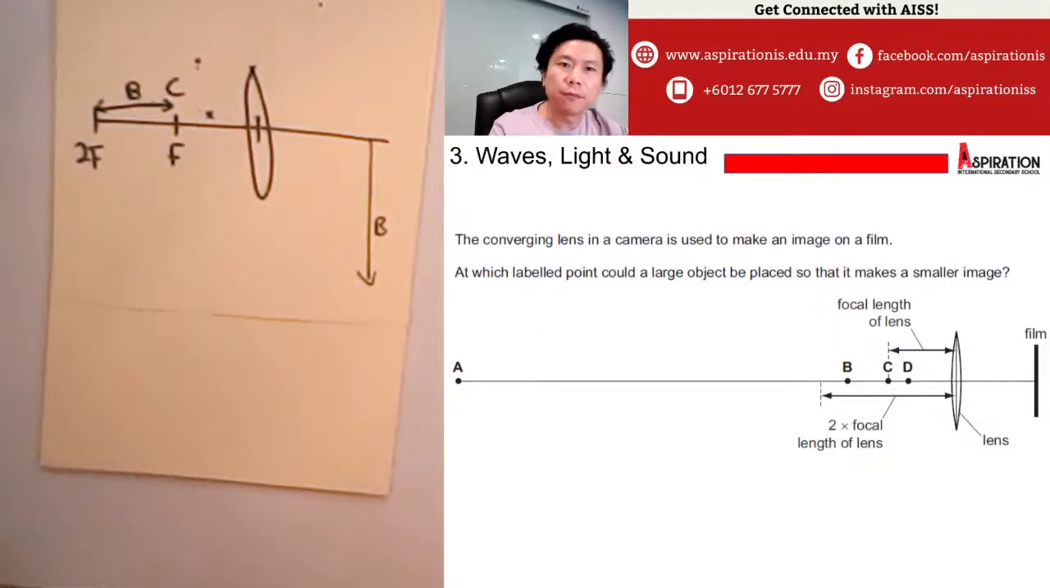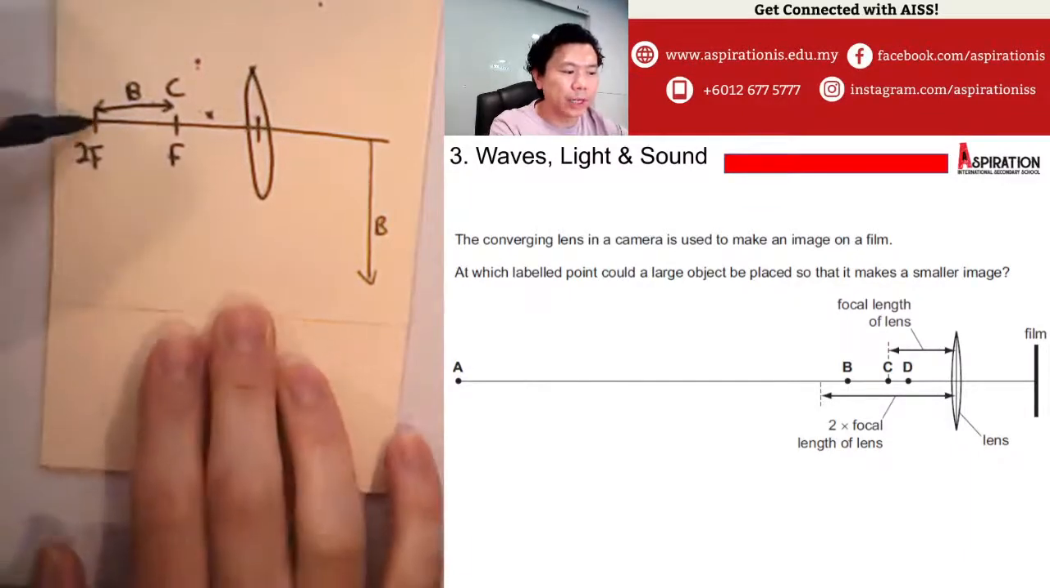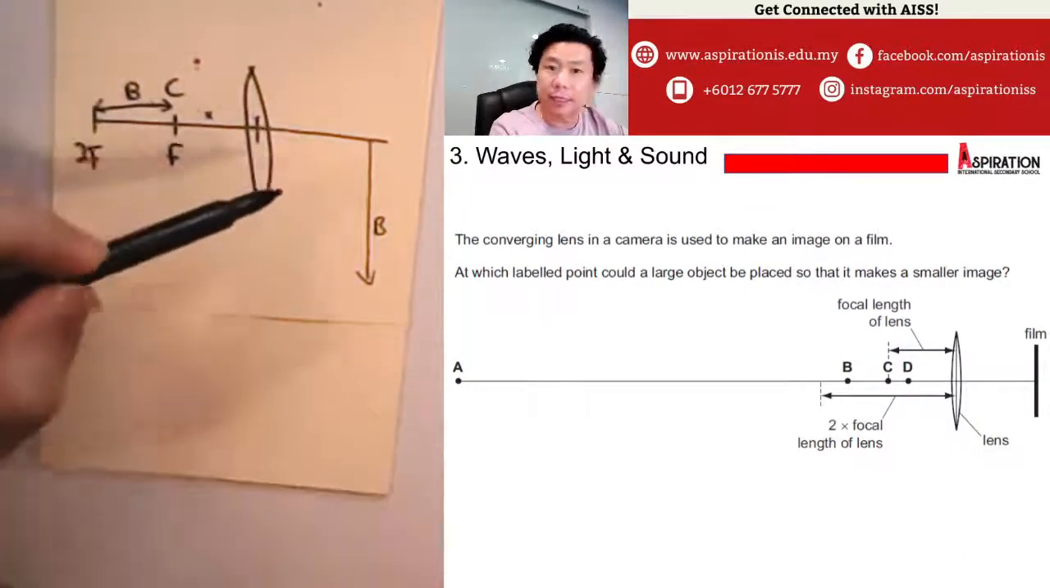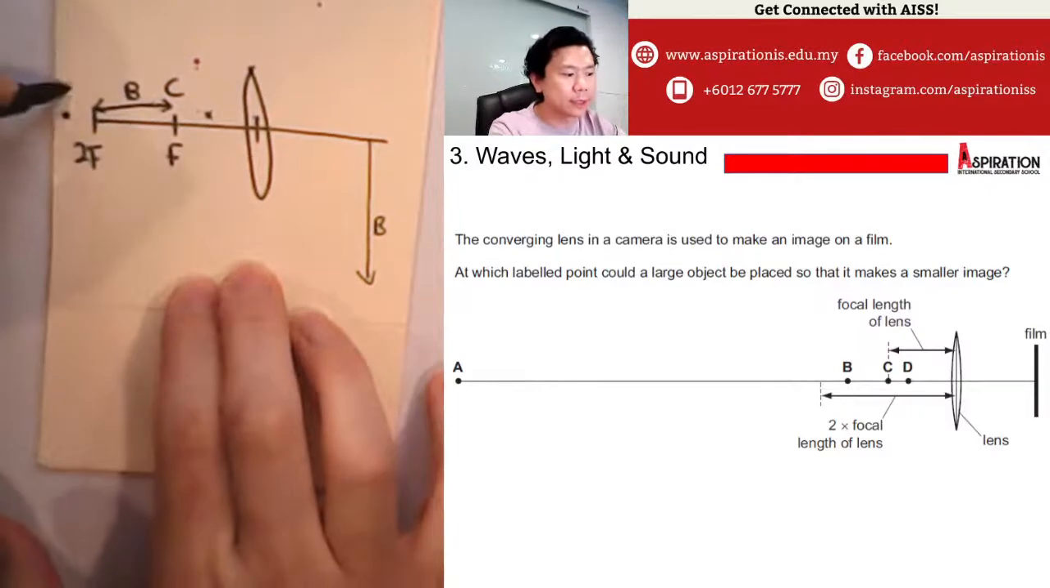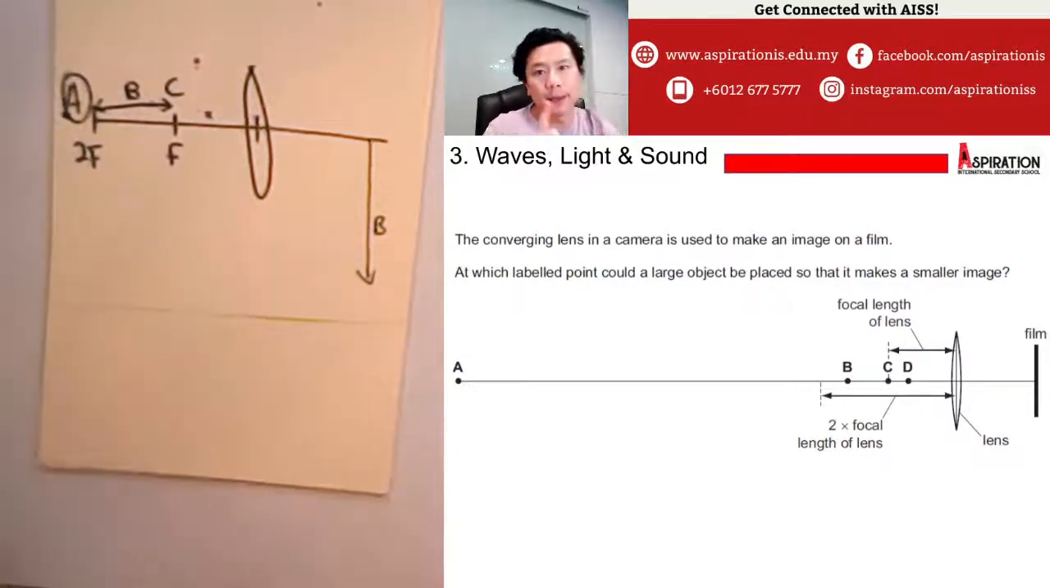If you put your object at 2f, you're going to get the exact same size at the exact same distance away from the lens. So if you want a smaller image, you would need to put your object further than 2f. Anywhere further than 2f, you will get a smaller image. The further you put away from 2f, the smaller the image. So the answer for this question is A.